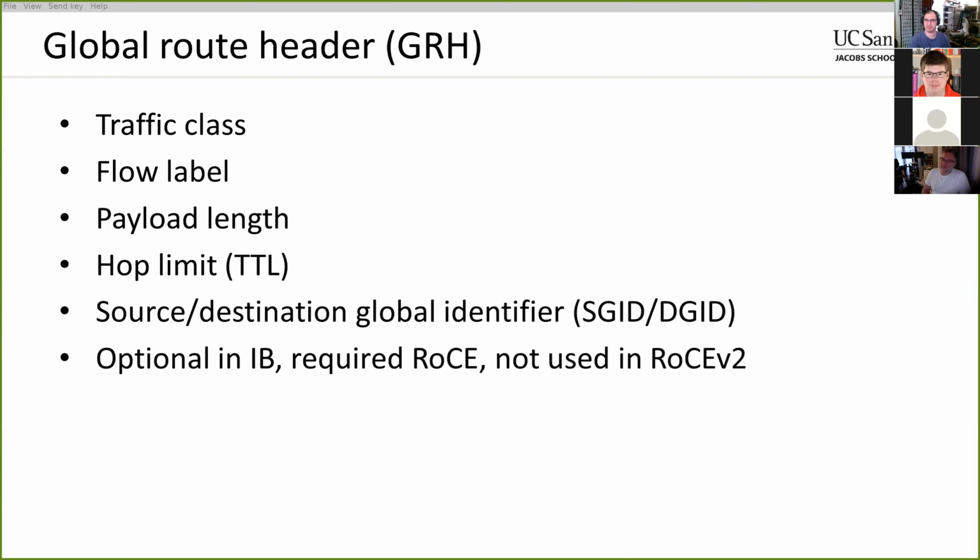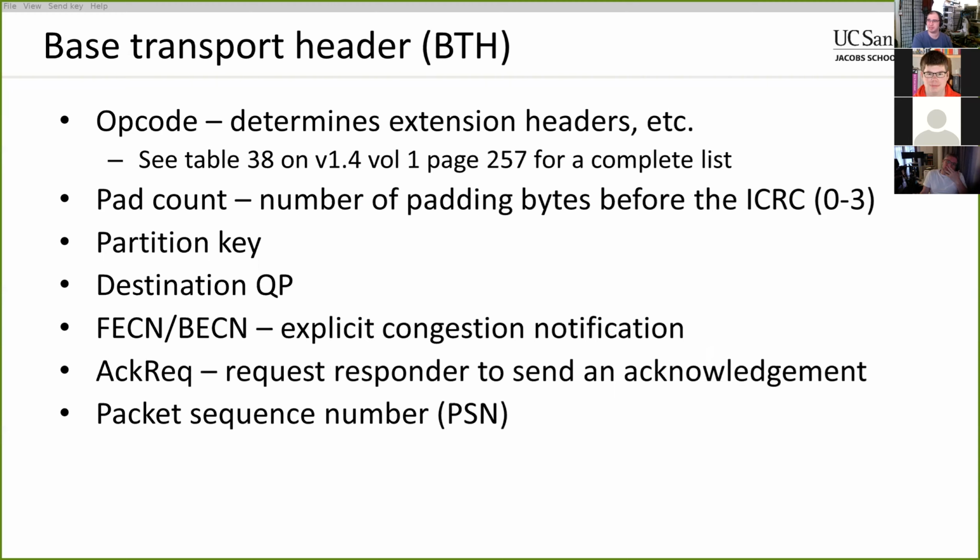Presumably that's kind of the same idea as IPv6 addresses, more or less, for routing. The GRH is optional in InfiniBand. If the local route header is sufficient, then you don't need the GRH. It's required in RoCE, and it's not used in RoCE v2. Just for reference. All right, so inside of the GRH, we have the BTH.